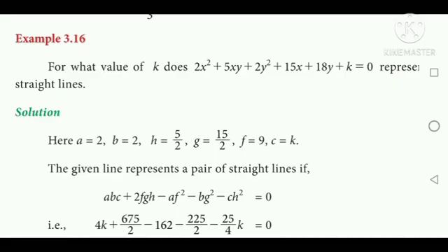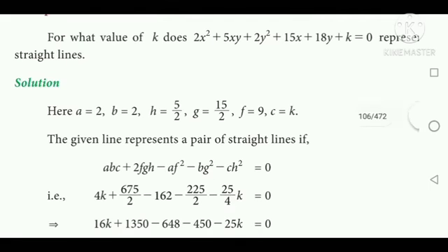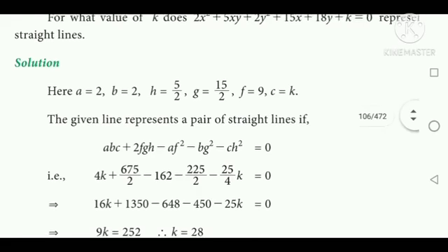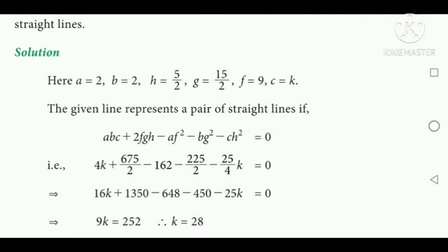Already you know the general form. Apply the general form equation and prove that the given is a pair of straight lines by applying the condition abc plus 2fgh minus af square minus bg square minus ch square equal to 0. That is a into b into c, 2 into 2 into k.